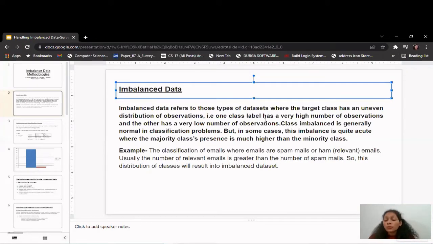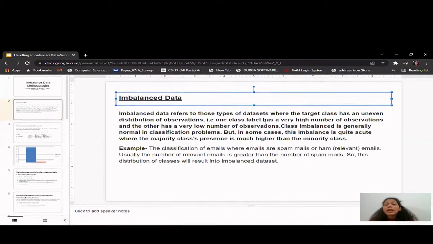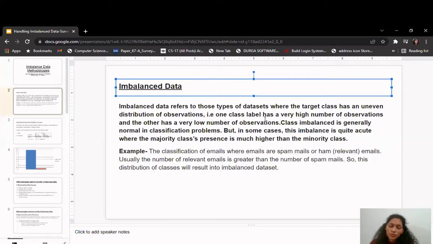Now, let us talk about what is imbalanced data. If we talk roughly, we can say that imbalanced data refers to those type of data sets where the target class has an uneven distribution of observations. That is, one class label has a very high number of observations and the other has very low number of observations. Class imbalance is generally normal in classification problems, but in some cases, this imbalance is quite acute where the majority class's presence is much higher than minority class.